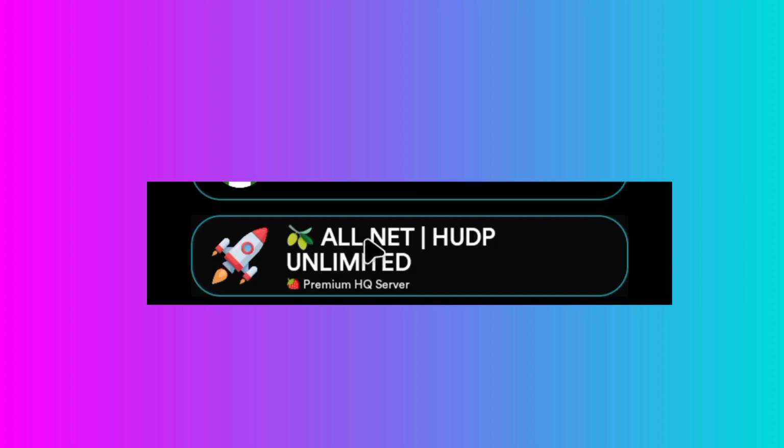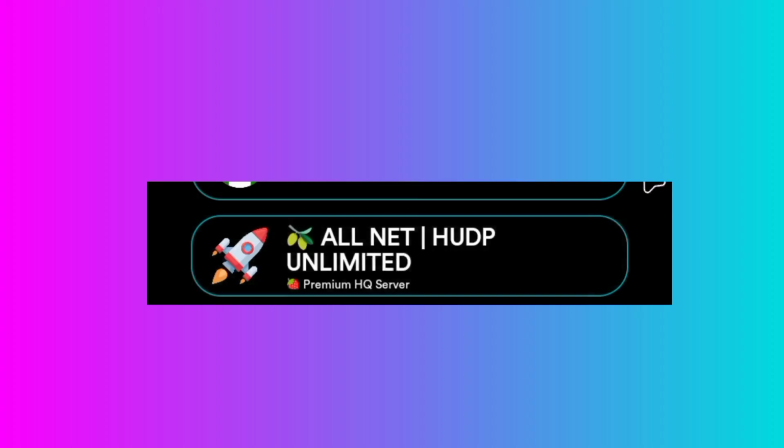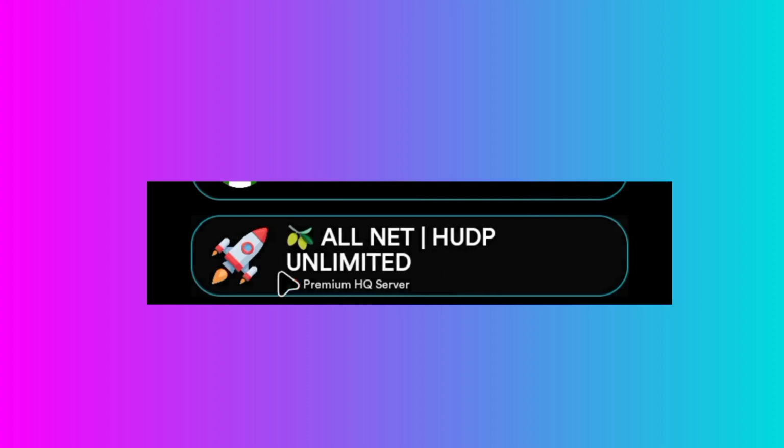For example, we have chosen the Allnet Hysteria UDP. This is because UDP is working for all countries which support UDP. If your country supports UDP, this option of Allnet UDP will work for you in your country. So UDP is fast and secure when you are online.